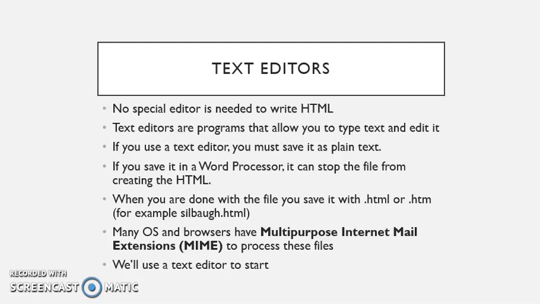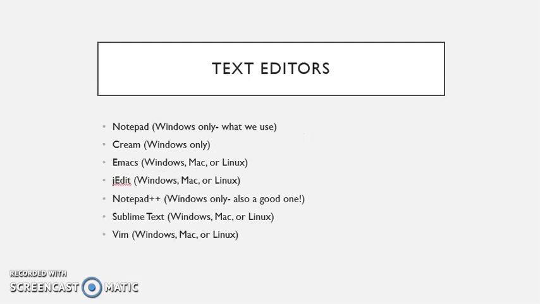We're going to use a text editor to start until we get used to the process, and then we'll move to a GUI. Some of the more popular text editors include Notepad, which is what we'll use at first, Cream, Emacs, JEdit, Notepad++, it's also a very good one, Sublime Text, and Vim. These are just basic ways that you could type in the text and code, and then you would save it as an HTML file.